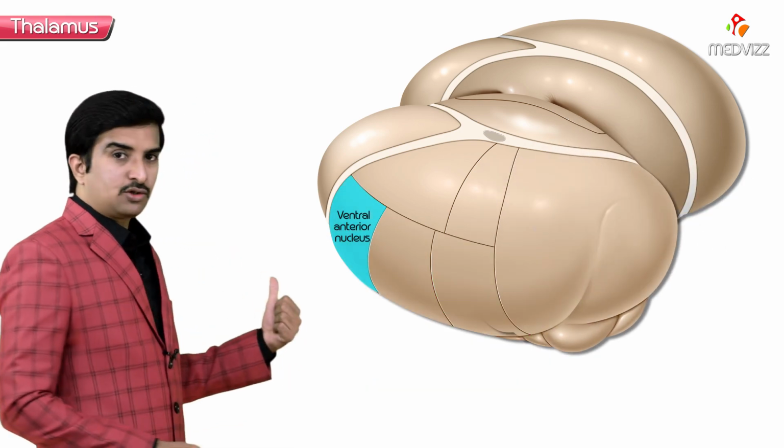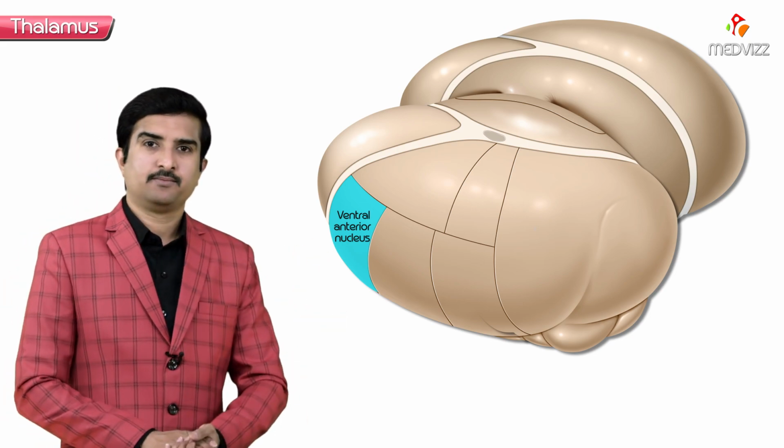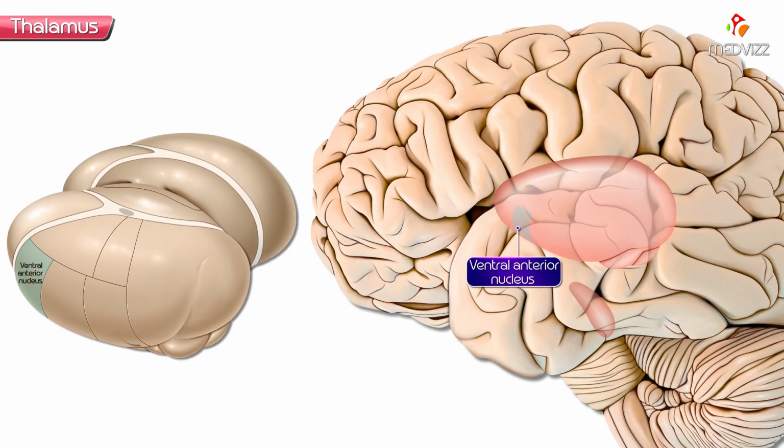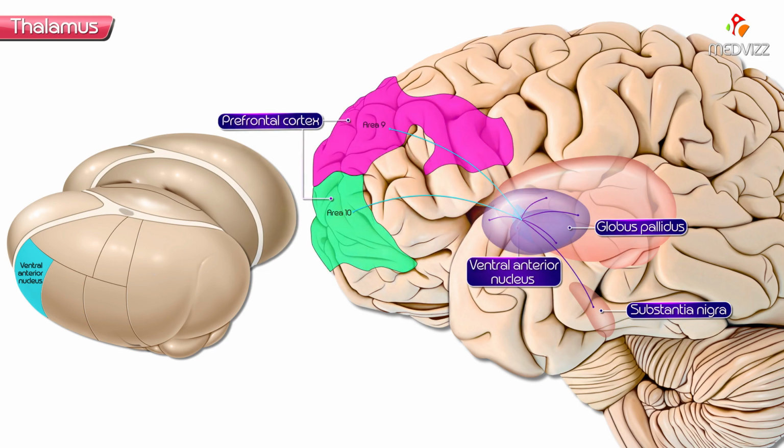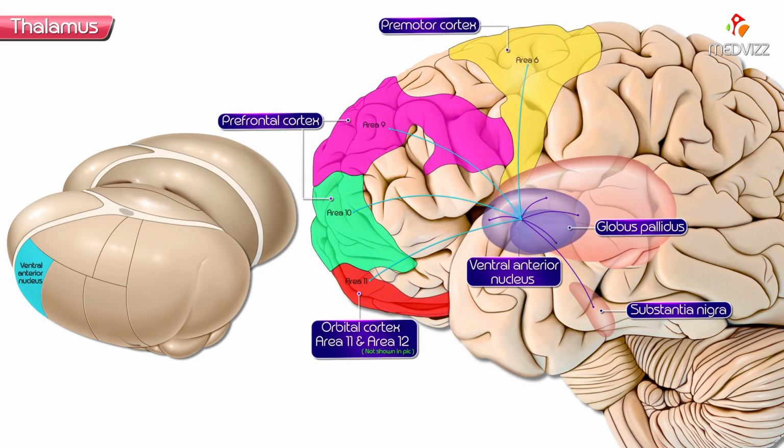First is the ventral anterior nucleus. This ventral anterior nucleus receives input from the globus pallidus as well as from the substantia nigra, and it projects diffusely to the prefrontal cortex, orbital cortex and premotor cortex, which is Brodmann area number 6.